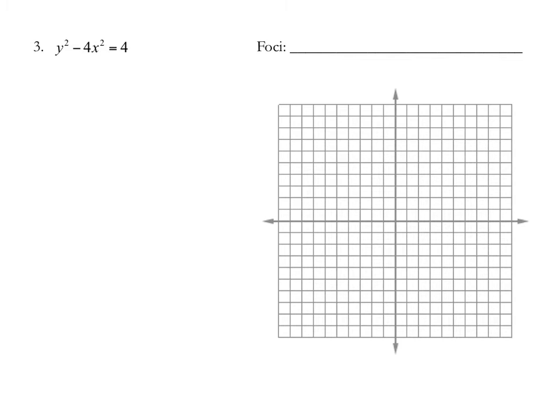Alright, number 3, just like with hyperbolas, we want these to equal 1. So your first step in number 3 is actually to divide everything by 4 here, so that it can equal 1. We get y squared over 4 minus x squared. I'm going to put that over 1 so I know how far to move, equal to 1.